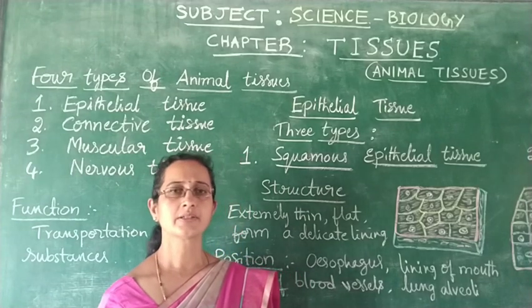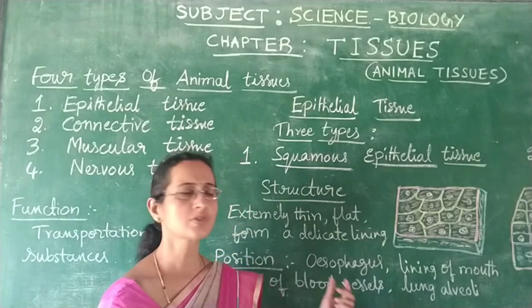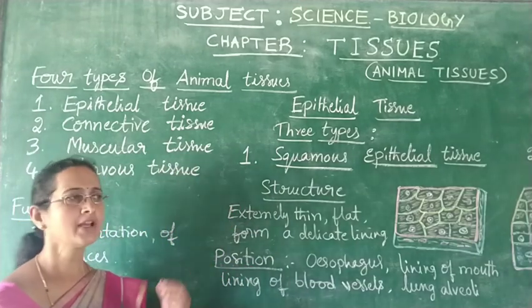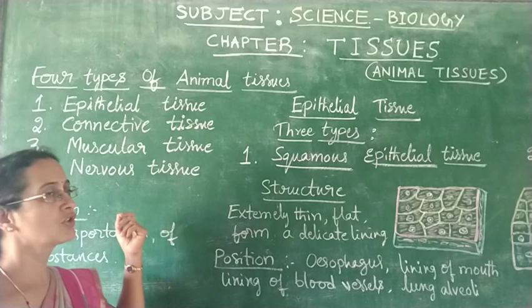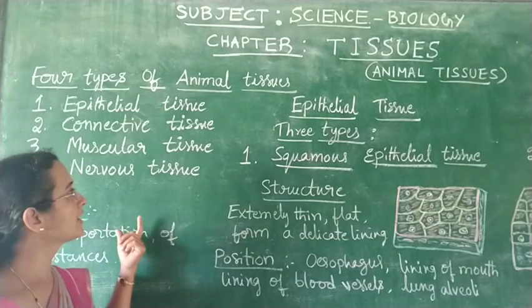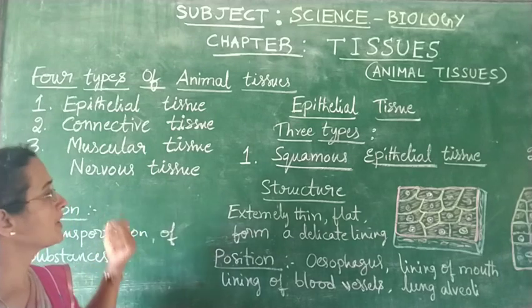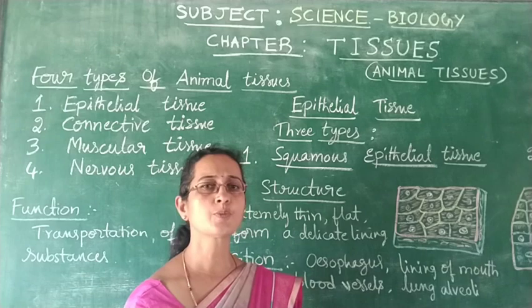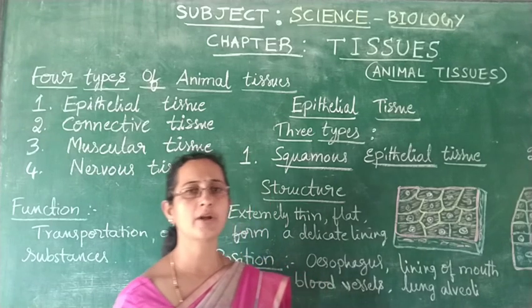Dear children, after studying the plant tissues, we will come to study the animal tissues, which are of 4 different types, namely epithelial tissue, connective tissue, muscular tissue and nervous tissue. To begin with, epithelial tissue is present in the outermost protective layer of the animal body.